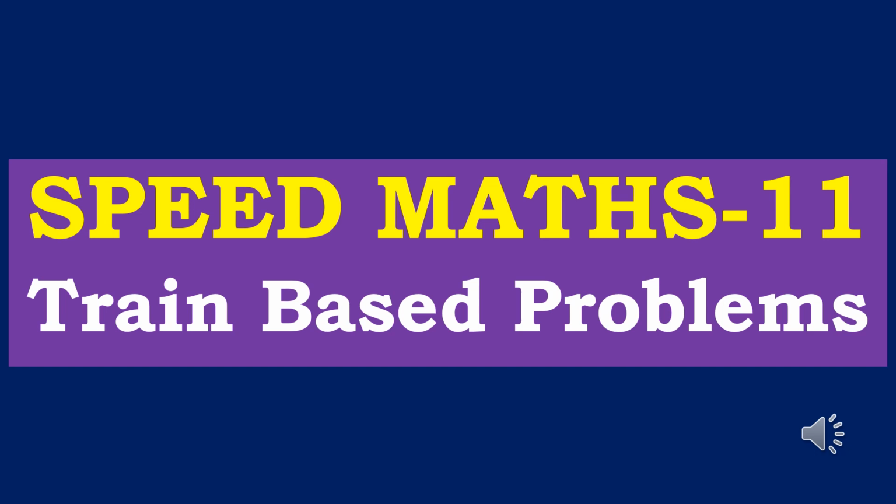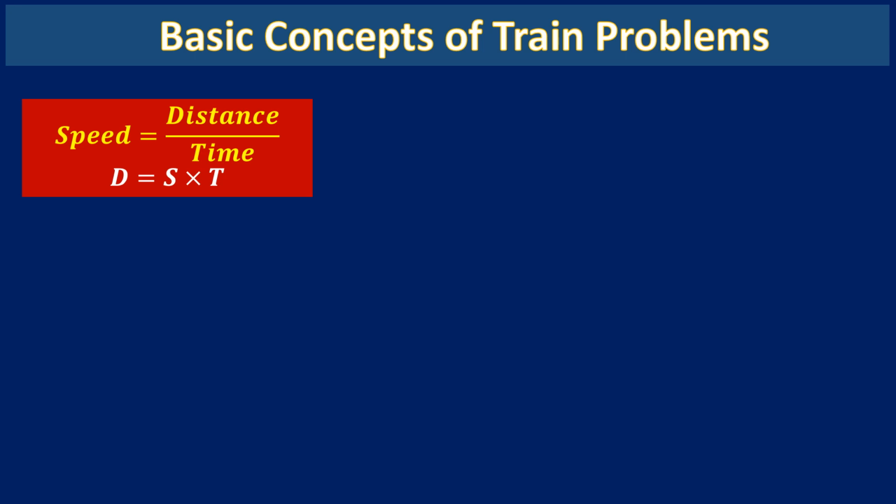Speed Maths 11. Train-based problems. Basic concepts of train-based problems. The speed of an object describes the distance traveled divided by the time taken to cover the distance. Thus, distance is the product of speed with time.